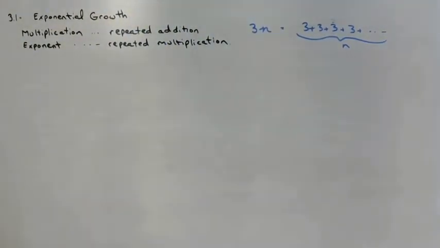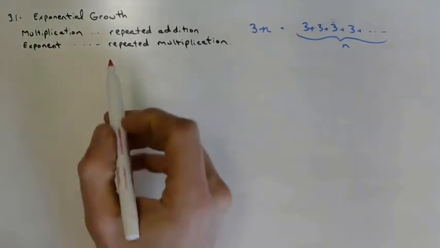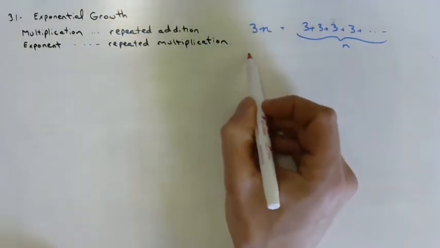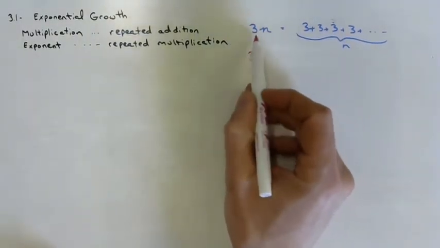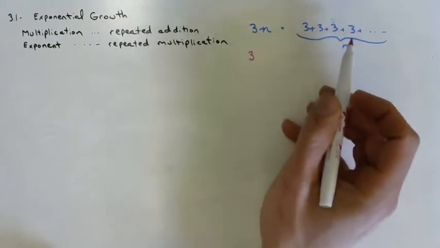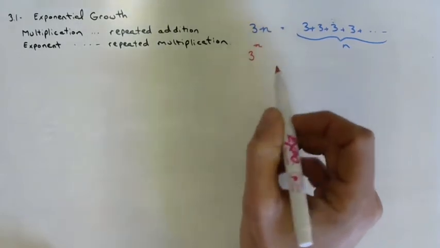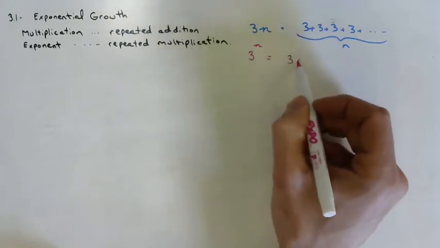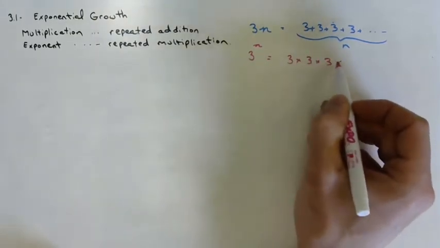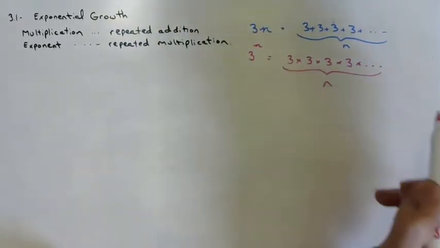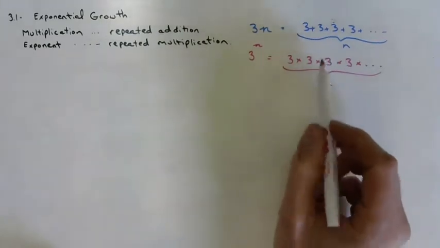Multiplication is repeated addition. In the world of exponents, exponents represent something different. They represent repeated multiplication. So if you started with 3, here we multiplied it by n, meaning we had n threes added together. Here it's noted as an exponent, 3 to the power of n. And what this means is that you have 3 times 3 times 3 times 3, and n represents the number of factors. Which one do you think grows more rapidly?